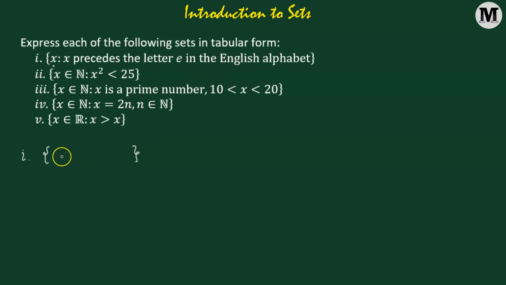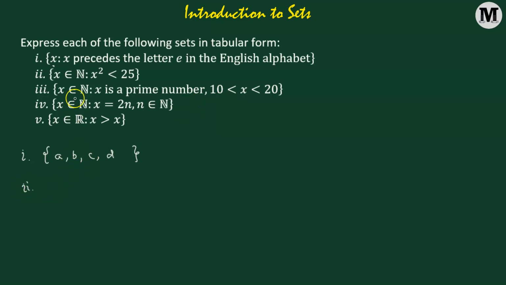So here, let's talk about the elements of the set such that each precedes the letter E. Precedes means it's going to come before the letter E. So that means we have the letters A, B, C, and D. These are the 4 letters that come before the letter E in the English alphabet, and that's the given set represented in its tabular form. Okay, let's go to the second one.